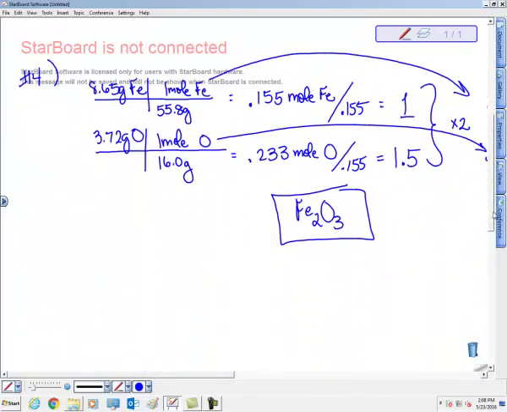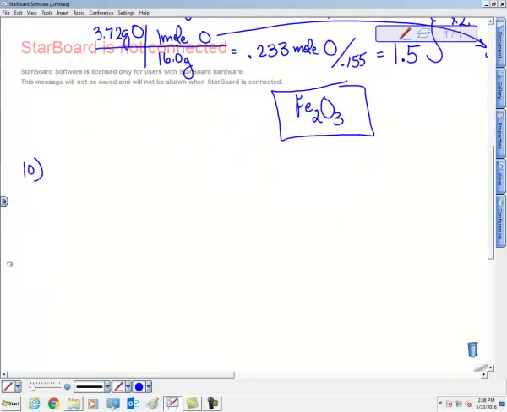Let's go to question number 10. Question number 10 says, how many moles, molecules, atoms of hydrogen, and atoms of oxygen are in 134.5 milliliters of water?